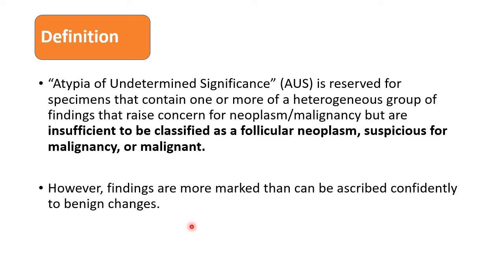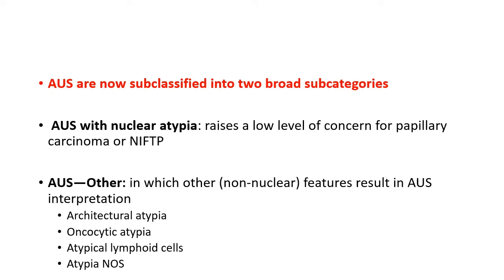So overall the findings are much higher compared to the benign changes, but they cannot be categorized into any of the categories: follicular neoplasm, suspicious for follicular neoplasm, or malignant. So those cases we will categorize as AUS. So these are the two broad categories of AUS.